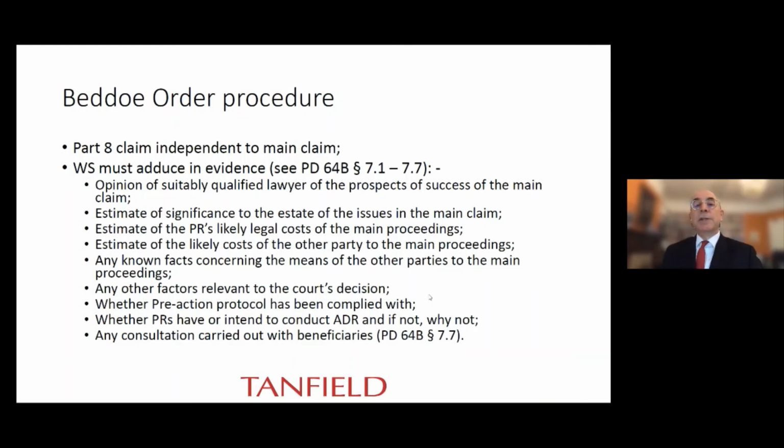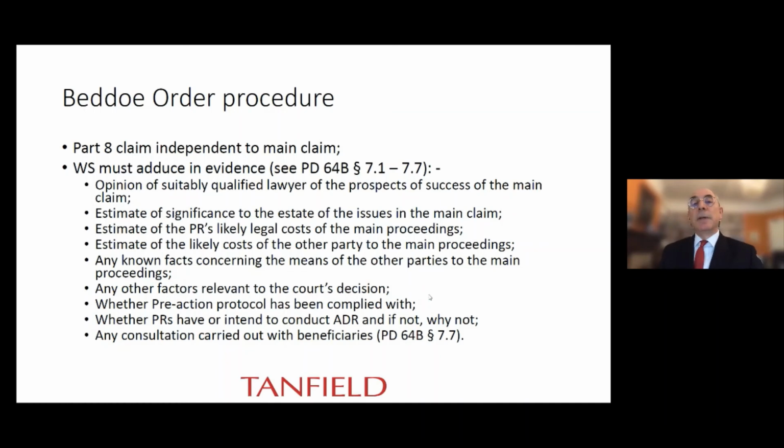Now, as to the procedure for applying for a Beddoe order, first of all, note that the application is not made in the existing claim or a prospective claim, but rather it's by a separate Part 8 claim which is independent of the main claim. The witness statement in support must adduce in evidence all the items set out in the practice direction, that is practice direction B, from 7.1 to 7.7.